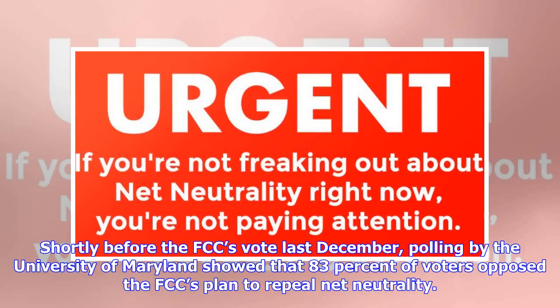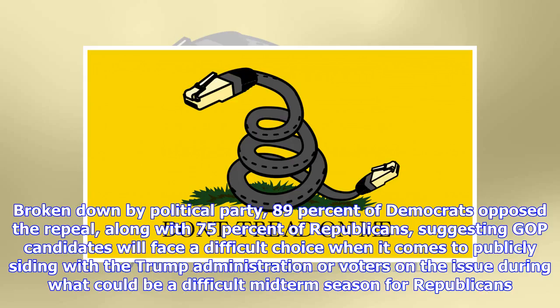Shortly before the FCC's vote last December, polling by the University of Maryland showed that 83% of voters opposed the FCC's plan to repeal net neutrality. Broken down by political party, 89% of Democrats opposed the repeal, along with 75% of Republicans, suggesting GOP candidates will face a difficult choice when it comes to publicly siding with the Trump administration or voters on the issue during what could be a difficult midterm season for Republicans.